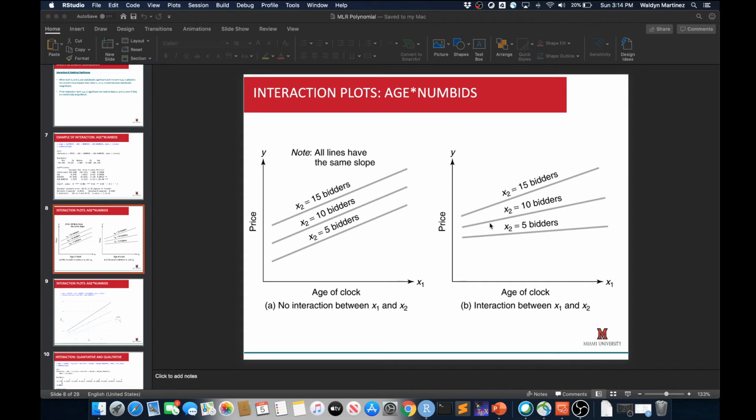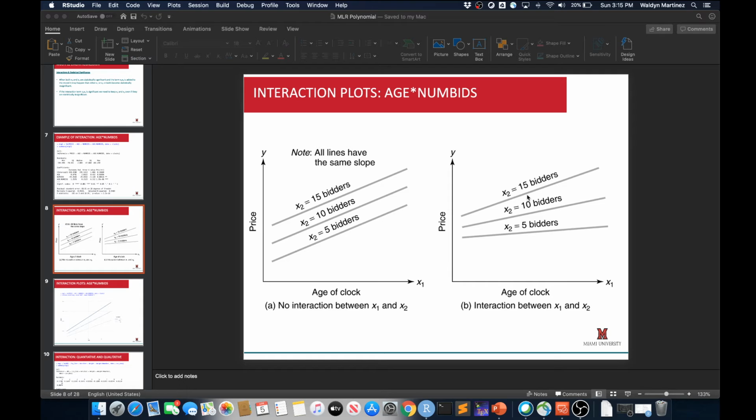Now, having an interaction present means that the slopes are different. They are no longer parallel to each other. They change. So we can see here that if we have 5 bidders, the price doesn't change as much as the age of the clock increases. Maybe that doesn't generate as much interest in those auctioneers. So when we increase the number of bidders, that makes the change in price steeper as the age of the clock gets older.